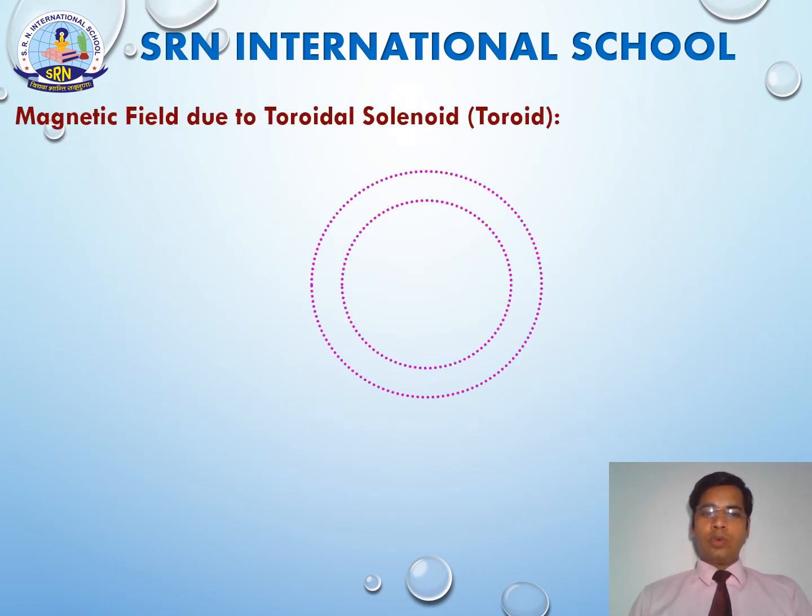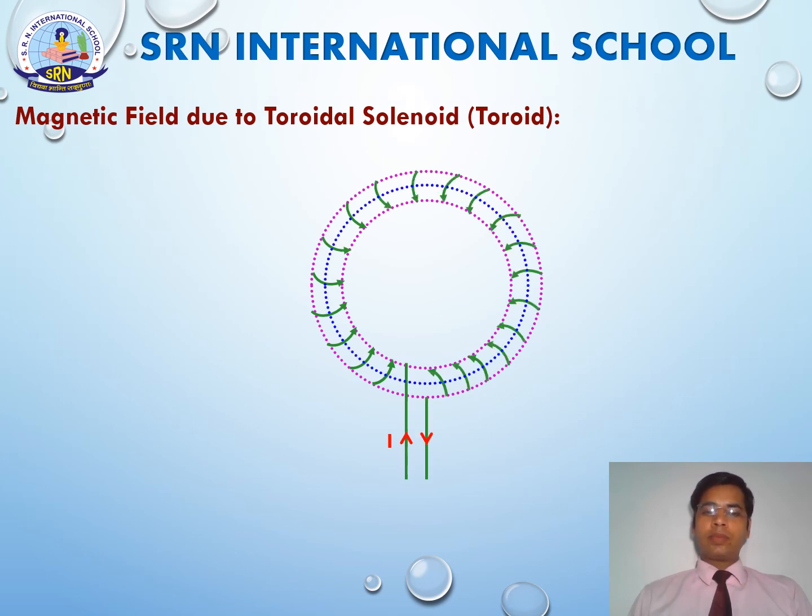Magnetic field due to toroidal solenoid. A solenoid bent in the form of a closed ring is called a toroidal solenoid. Let us take a small length dl of a toroid of radius small r.